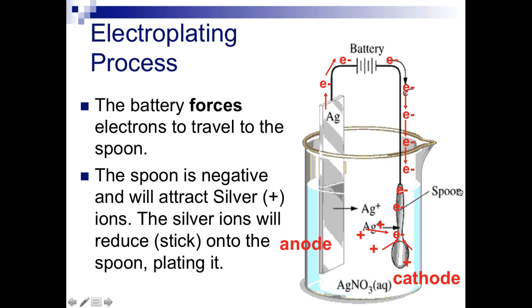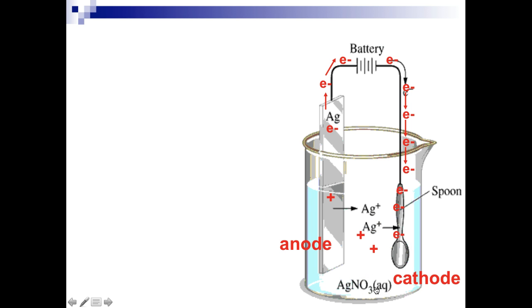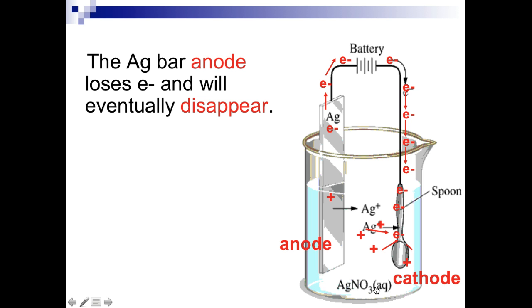So all of those silver plus ions, because once you take the electron away, they're going to be ions, so now they're going to want to go into solution. They are going to stick and plate and change the appearance of that spoon. So the Ag bar, the silver bar, is your anode, and that's what loses electrons and will eventually disappear.